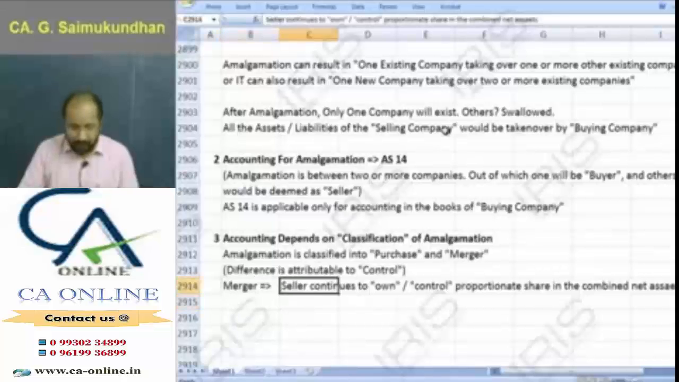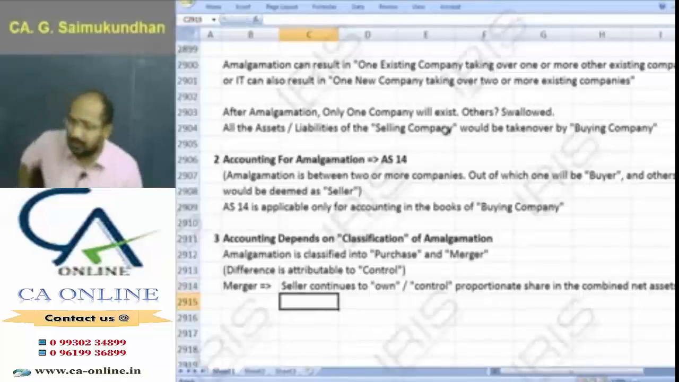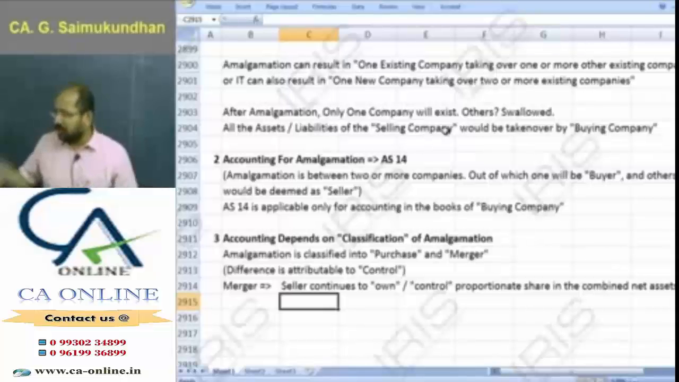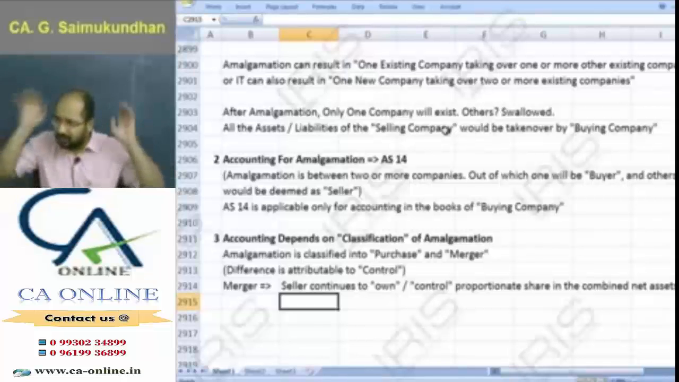assets. Which implies that before the merger, let's say your company's assets were 10 crores. My company's assets were 30 crores. The combined entity's assets are 40 crores. In the 40, you will have roughly a 25% ownership stake. You are able to appreciate the merger.